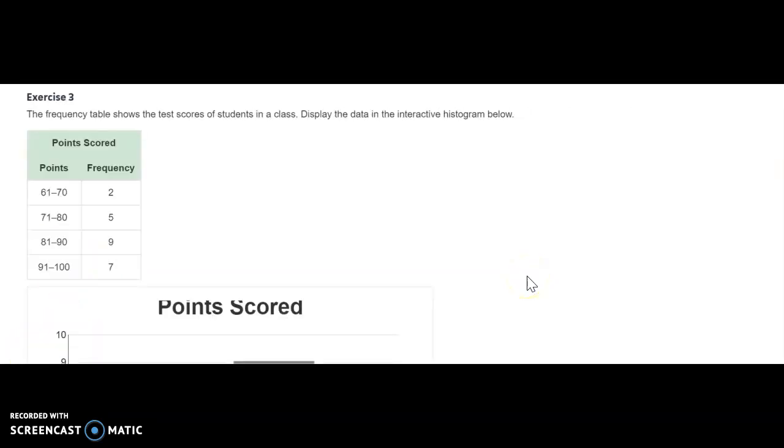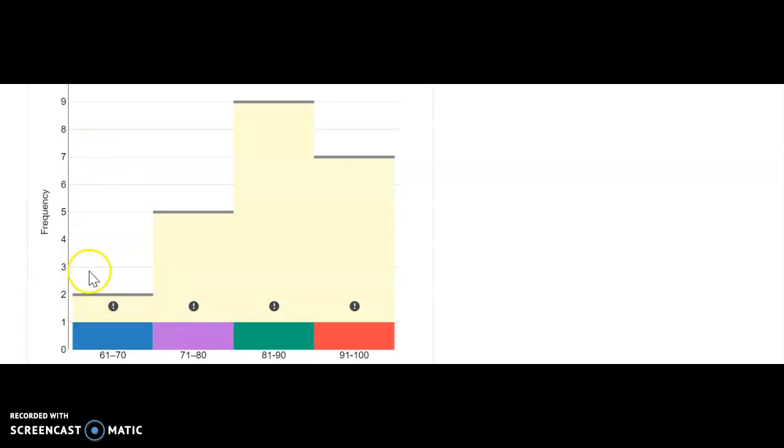Exercise 3. The frequency table shows the test scores of students in a class. Display the data in an interactive histogram. You have 2 students for 61 to 70, and for 71 to 80 points there were 5 students, etc. So this is what we're going to do, and we can see that it's skewed to the left because we can see that little tail coming down.